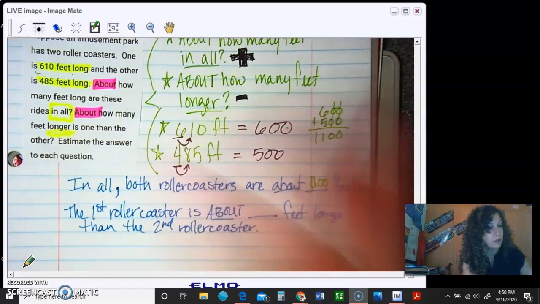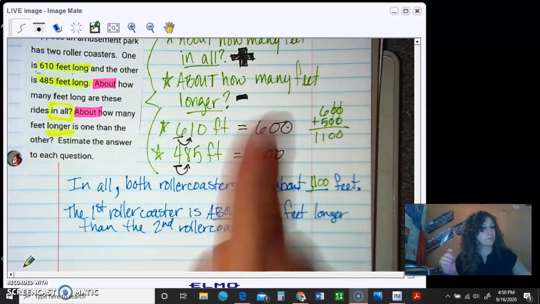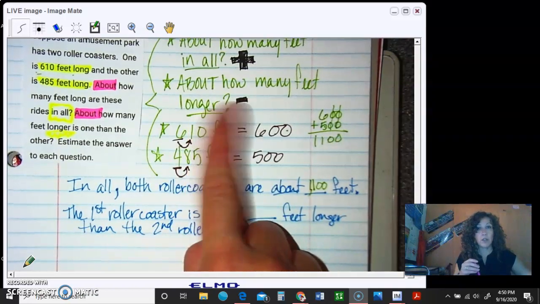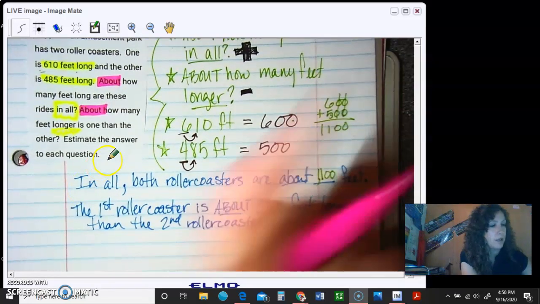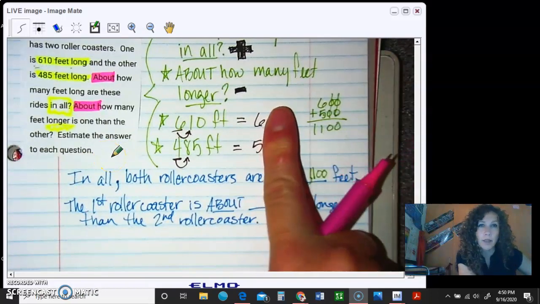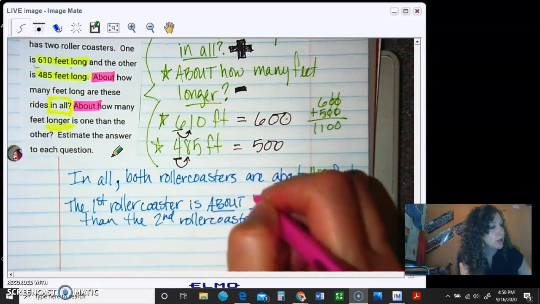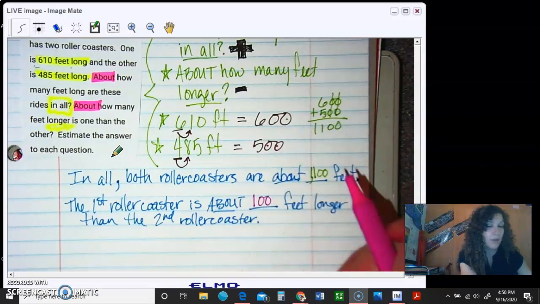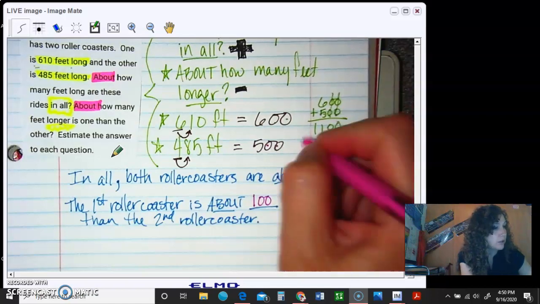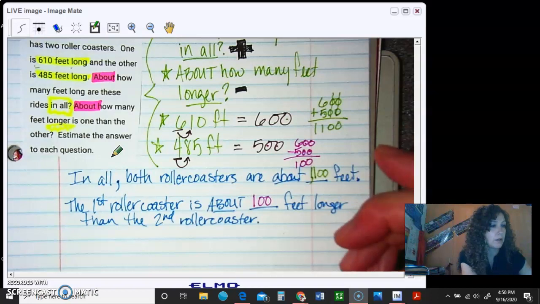But now, let's do the other one. We have to do what kind of math? Well, we already wrote it down, right? To get something that's longer, to figure out the longer one, we have to subtract. So 600 minus 500. So once again, let's cover those zeros and let's subtract. 6 minus 5, 1. Okay, is 1. And then we've got our 2 zeros still. Okay, so the first one is about 100 feet longer. And you could do it with the math, 600 minus 500. 0, 0, 0, 0, and 1. And there you are. Okay?